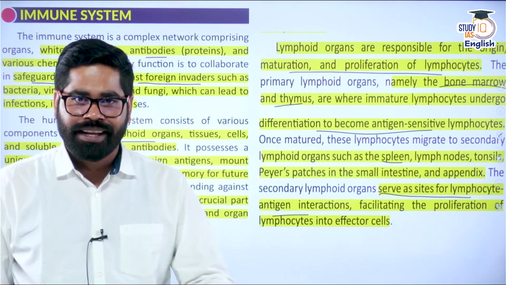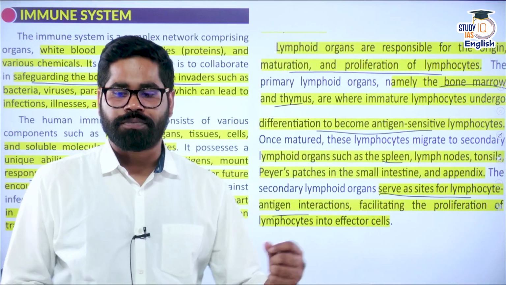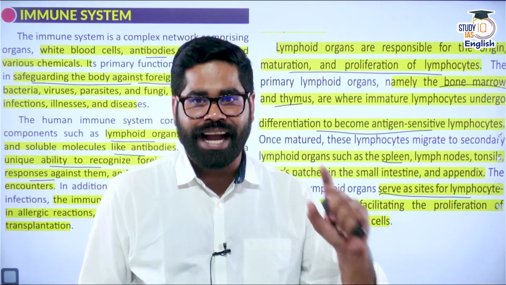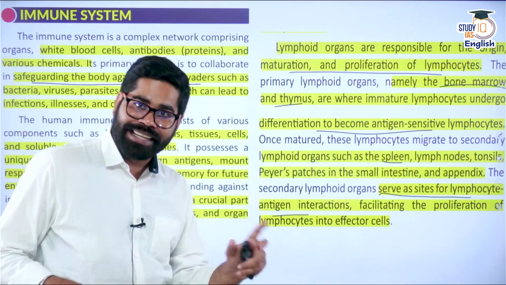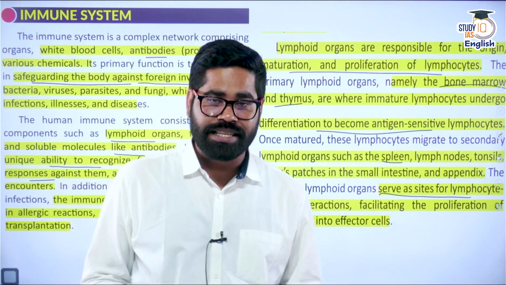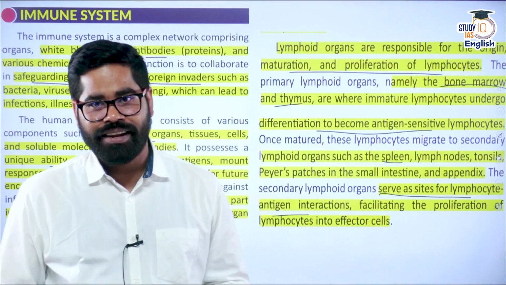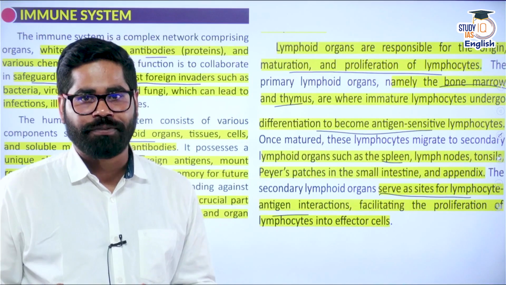Means here the lymphocytes which have reached this portion are now going to react with the antigens coming from outside at these secondary lymphoid organs, like the spleen, the Peyer's patch, the tonsils. Okay, so that is the role of the secondary lymphoid organs.